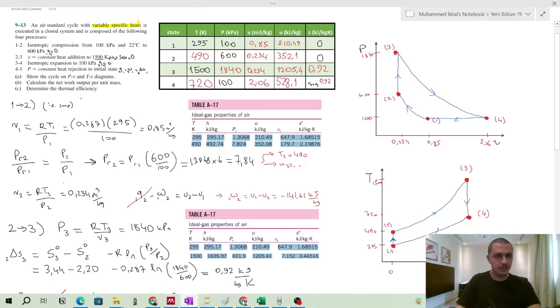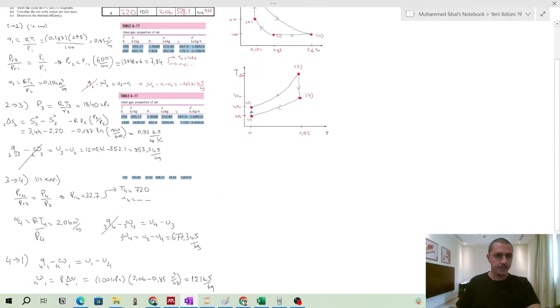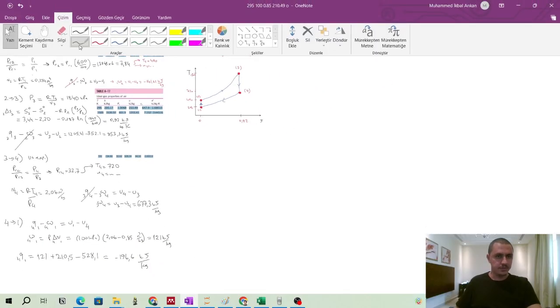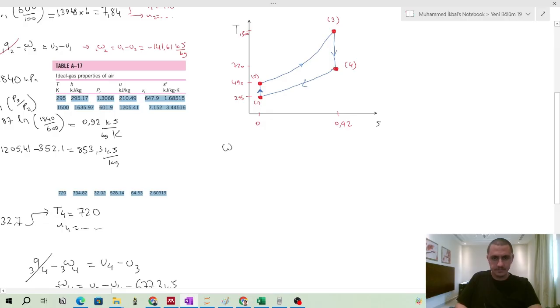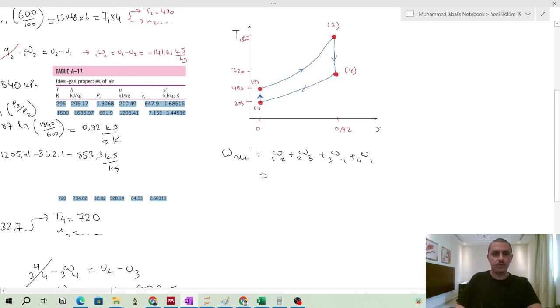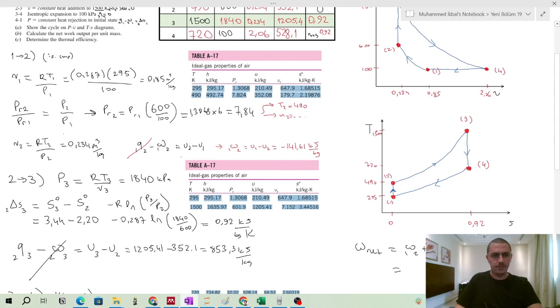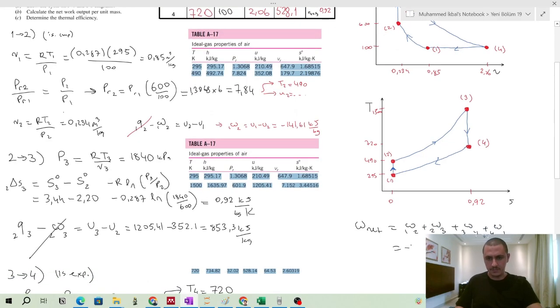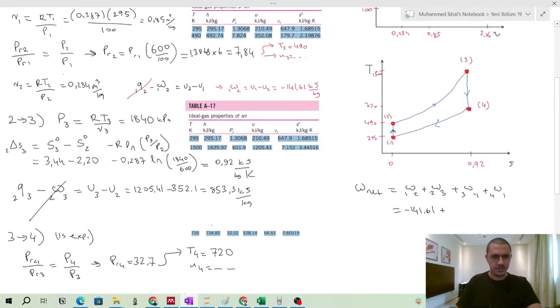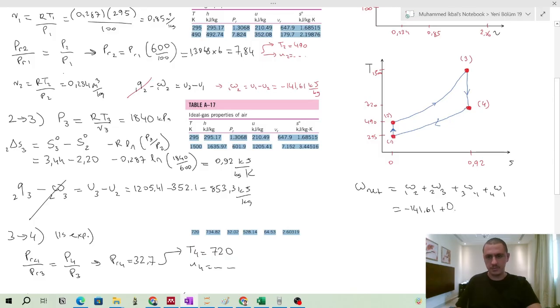I can calculate the net work easily. I know the work values for each point. Okay, so work net is just work from 1 to 2 plus work 2 to 3 plus work 3 to 4 plus work 4 to 1 when I come back to this point. So from 1 to 2, we have negative work because this is work input, then plus 2 to 3, I have zero amount of work because it's a constant volume process.